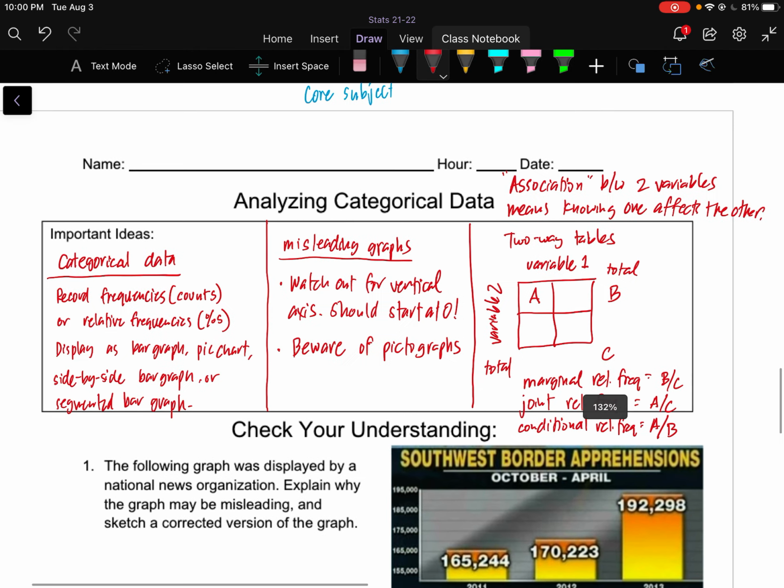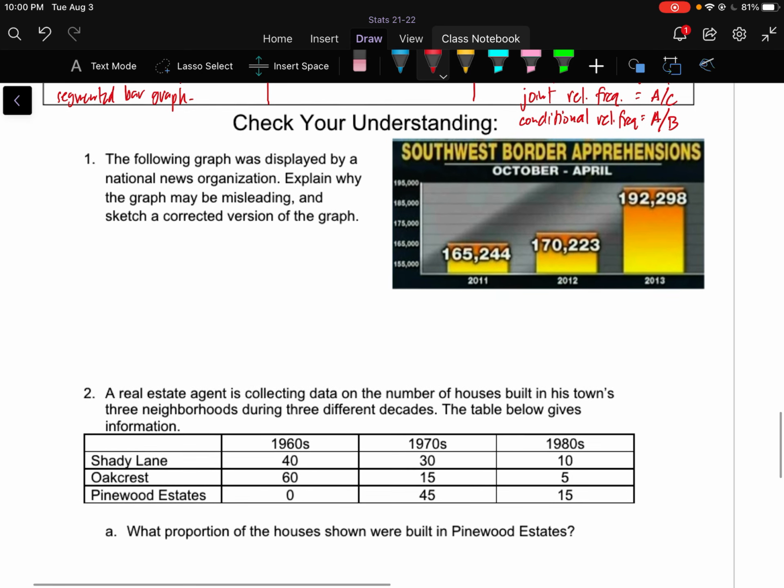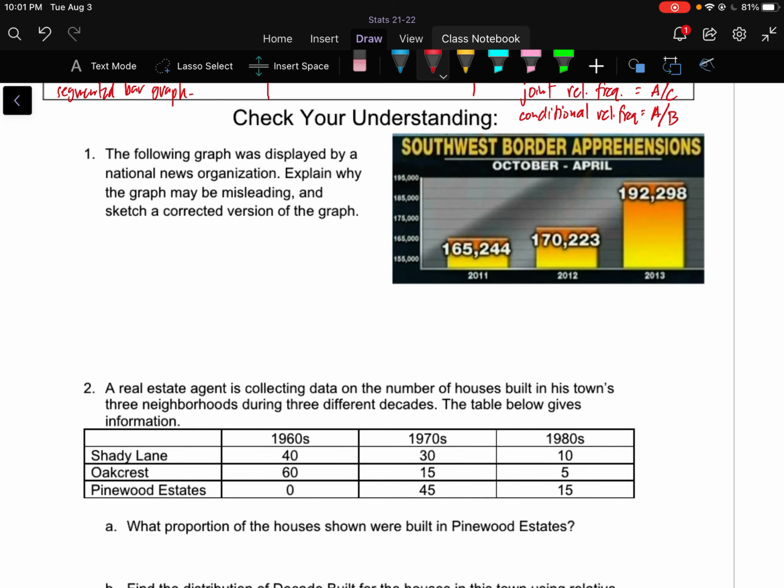All right, so this is another point where I'd like you to pause the video, work at your tables on questions 1 and 2, and then when you're ready to check your work, unpause the video.